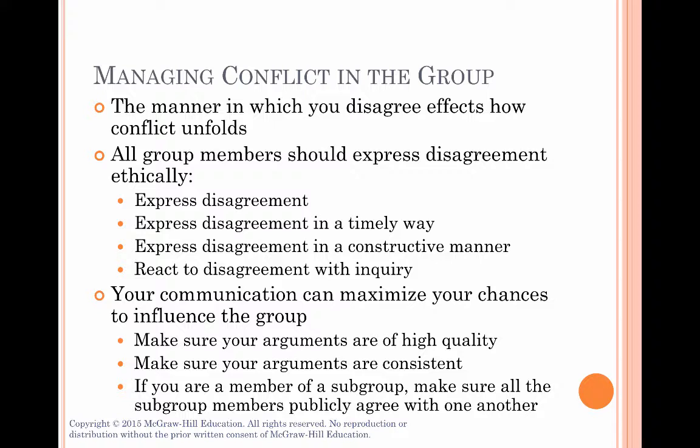How you express it is as important as what you're expressing. You might have an absolutely valid point, but if you say it in a snide and condescending way, it's not going to benefit the group, and people are more likely to become defensive and reject your idea, even if it's a good one. Here are some suggestions about the best way to express disagreement.